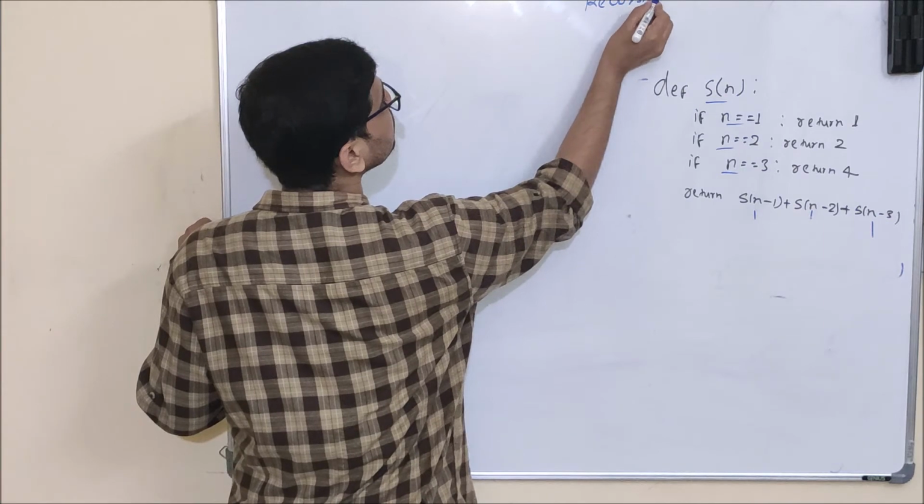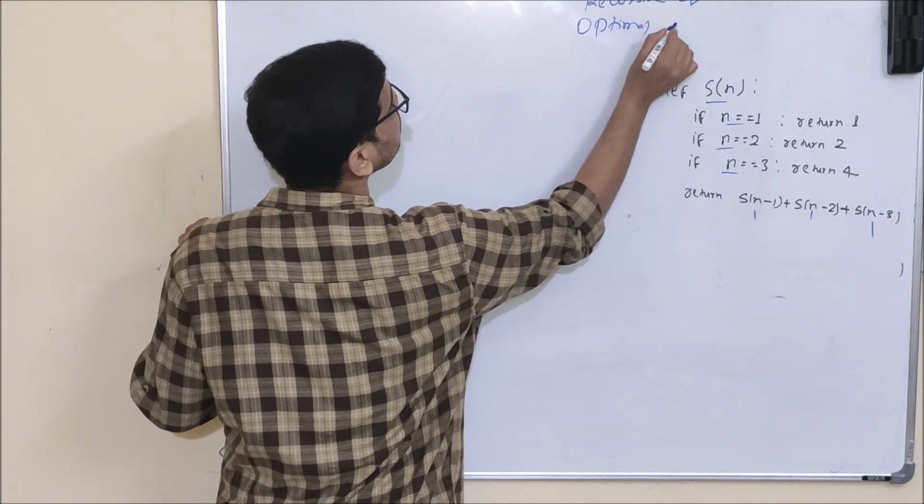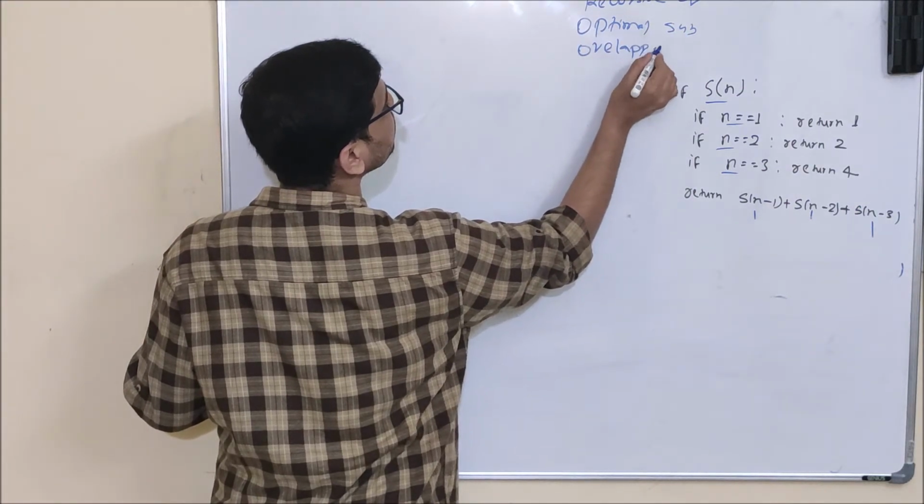Recursive equation, optimal substructure, and third was an overlapping subproblem.